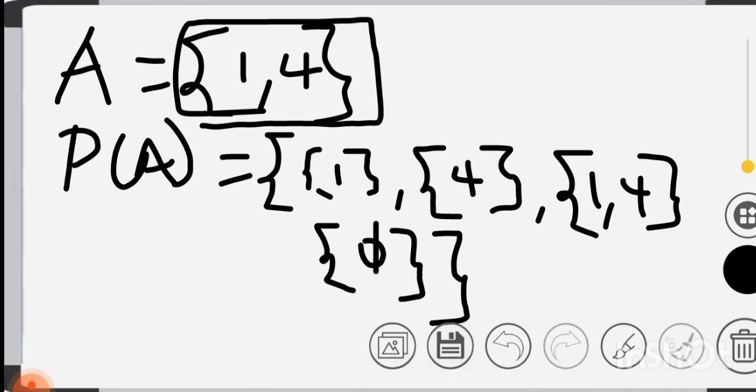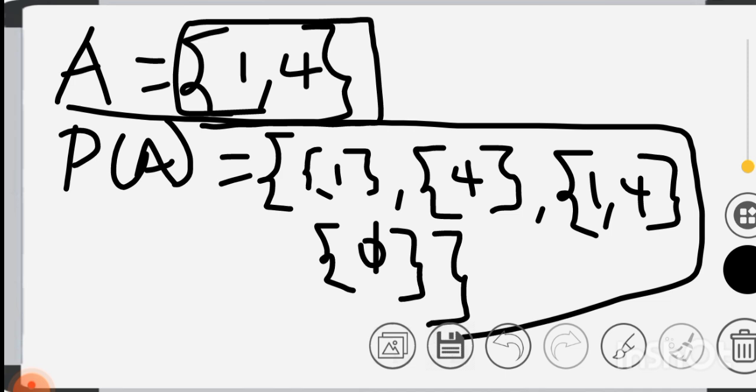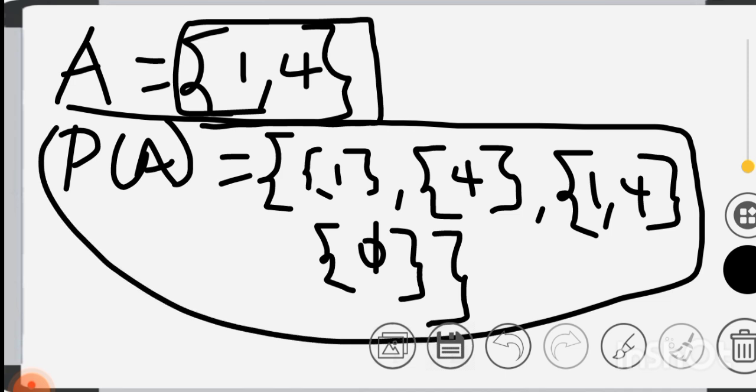So the empty set is always a subset of all sets in this world. Please take note of that. It's also very, very important. So you check this power set now. Look at the meaning. This is how to form a power set. Just form little sets from this full set.